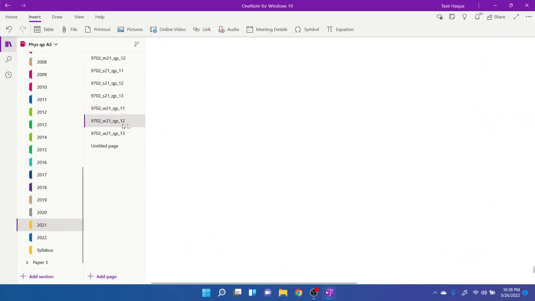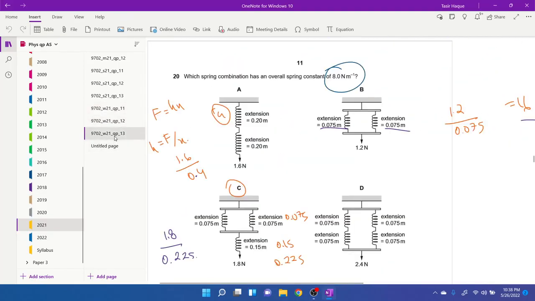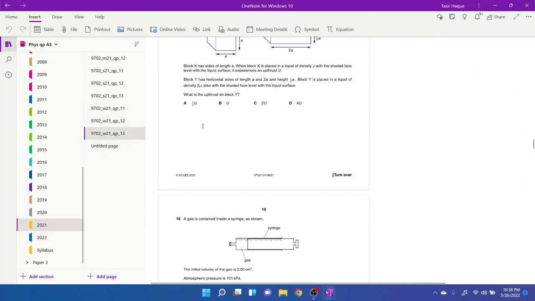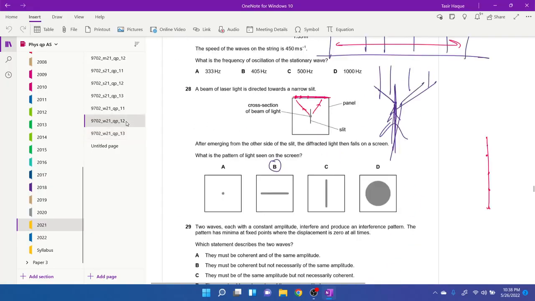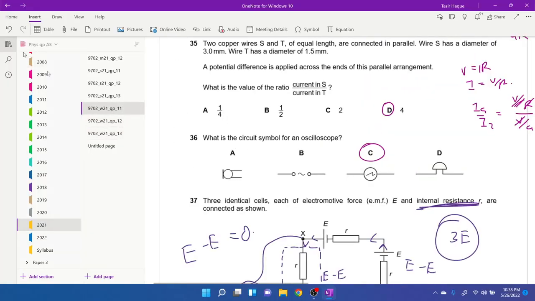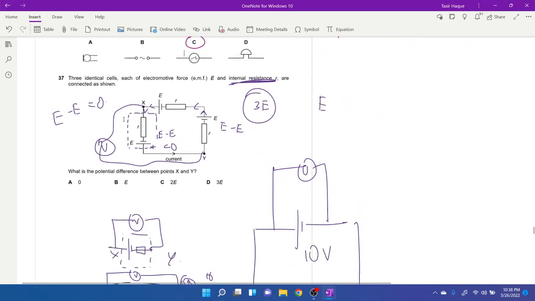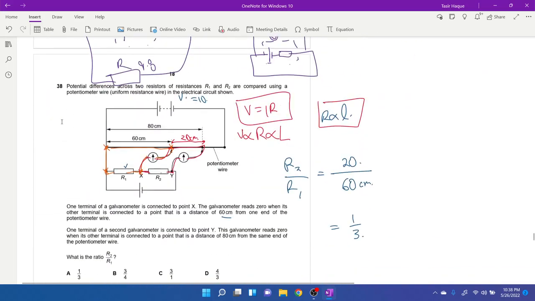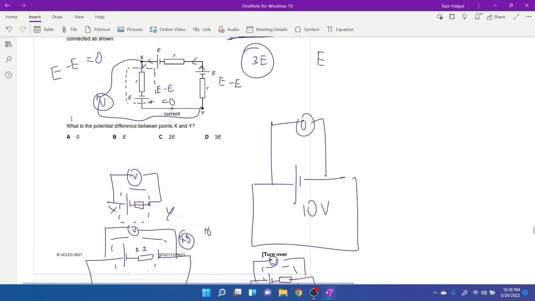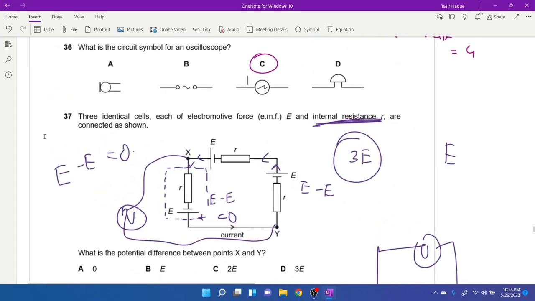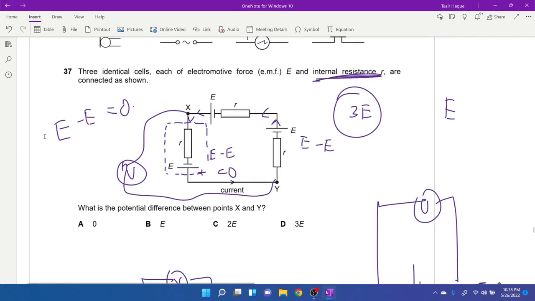Also, I just want to check something. Variant 1.3 is different, right, from 1, 2 and 1.1. Yeah, this is unique. Okay, for 37, 37 is a tricky one, along with 38 as well. Let's be careful with 37. We have 3 identical cells, each of the electromotive force E and internal resistance R. They are connected as shown. So what is the potential difference between points X and Y?